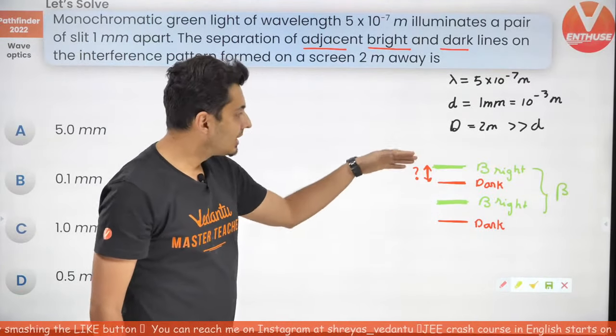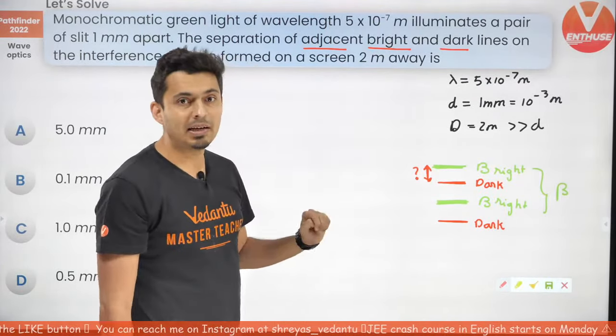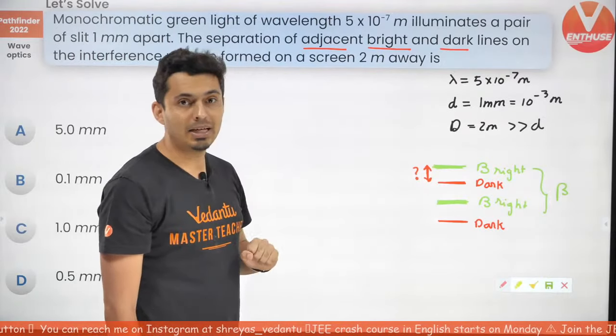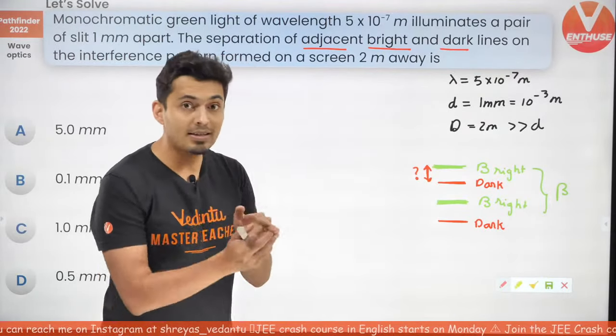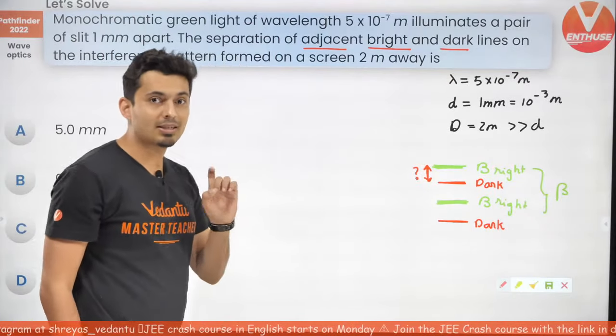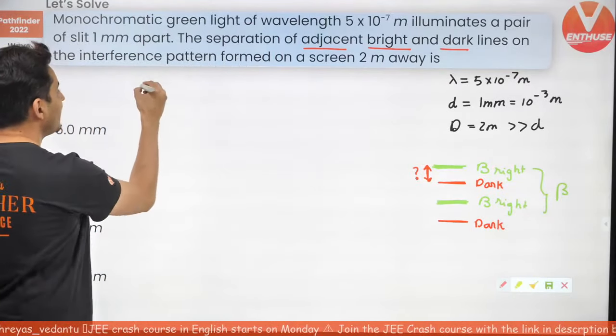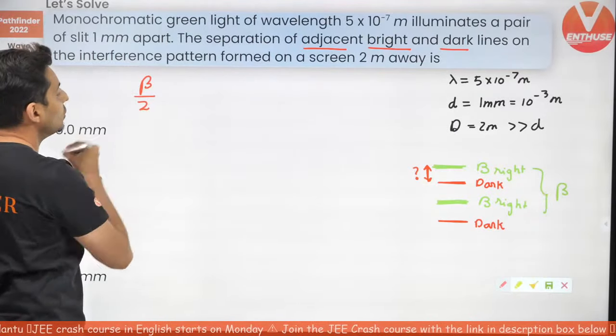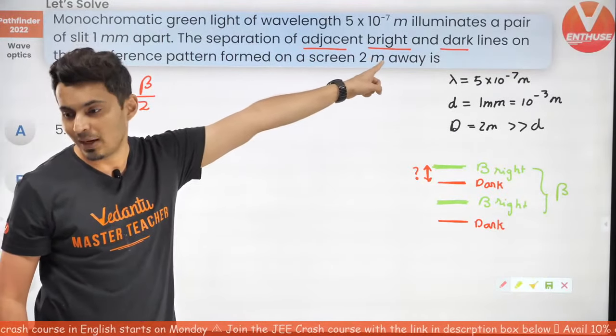Think again. From bright to bright it is beta. Dark to dark is beta. And bright and dark are symmetrically placed, equidistant. So actually speaking, what is the distance? The distance which you have to find is nothing but beta by 2. That's what you need to find.